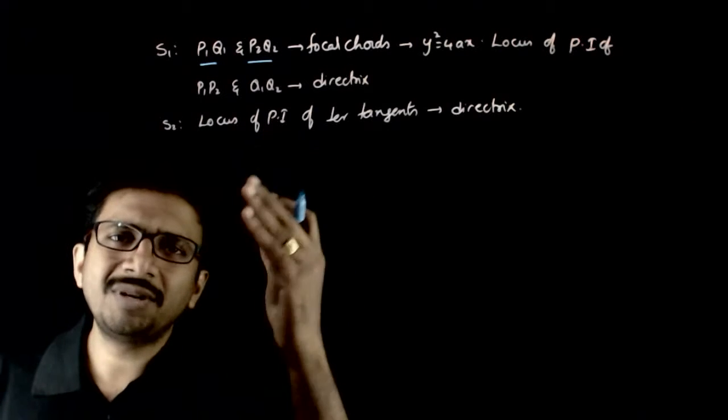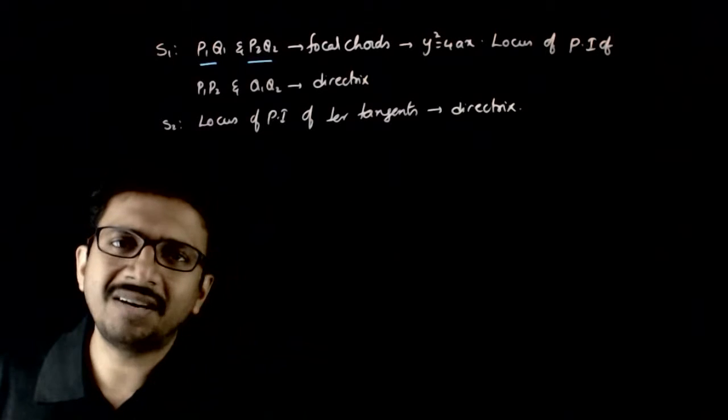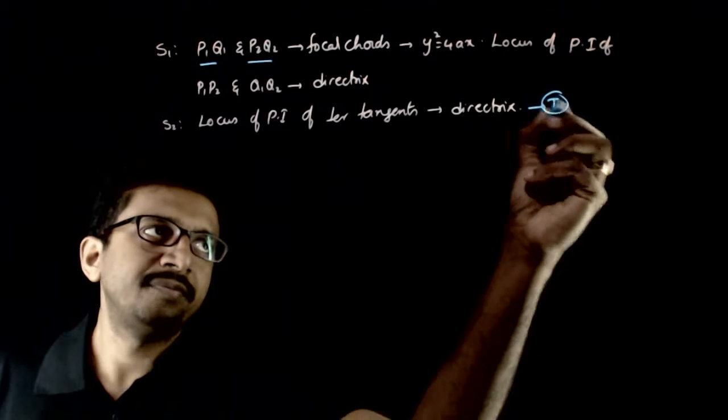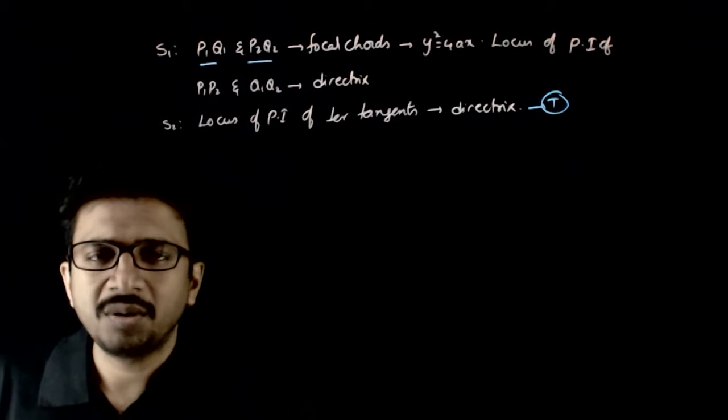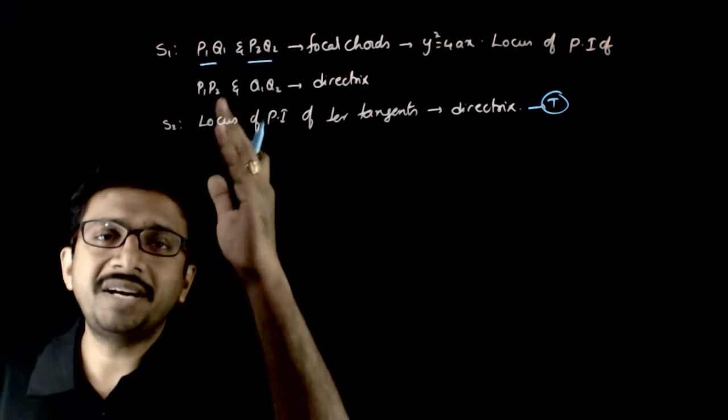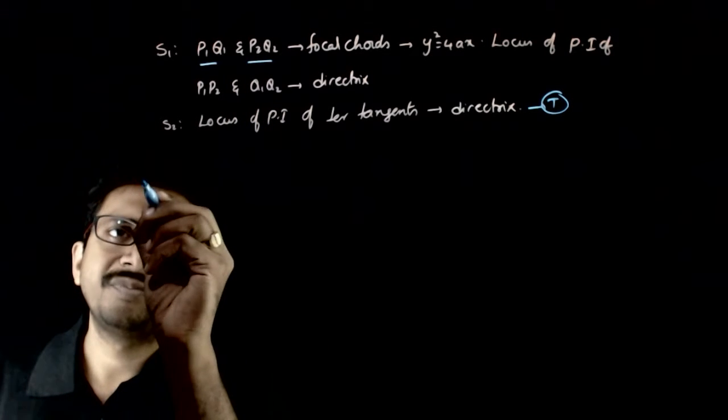Out of these two, statement 2 is obvious. Statement 2 is a standard statement in your theory. So S2 is true, there is no doubt about it. If you draw perpendicular tangents, both of them will meet on the directrix. Now let us try to see if statement 1 is true.